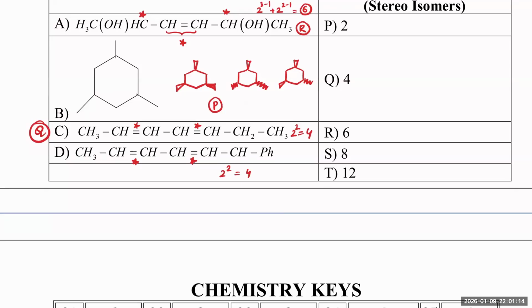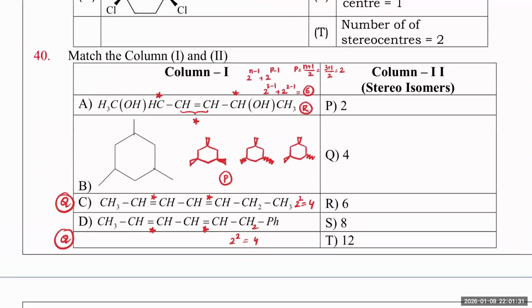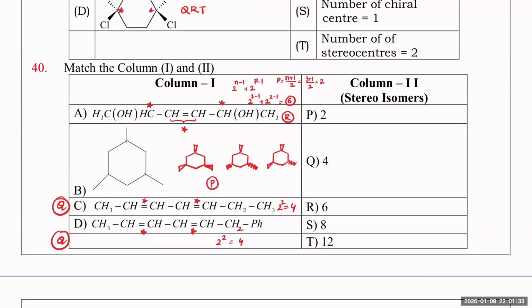Sorry, what about this one? Yeah, here I think something is missing. This should have been CH2 beta. Yeah, now it's fine. So again, Q. The answers we got are R, P, Q, Q. Is everyone clear with that?